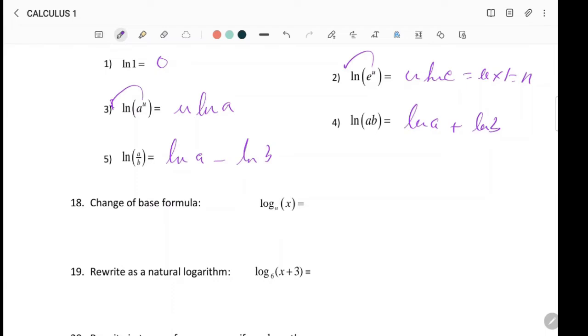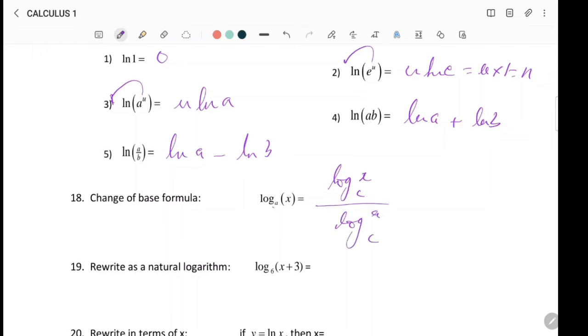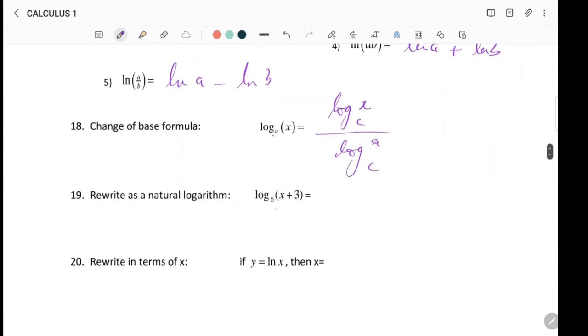And change of base formula, that's fine. For example, we need to write a log in terms of base c, so we can write log x base c over, this is a, right? So log a base c. Now rewrite as a natural logarithm. Oh, that's fine. We can write ln x plus 3 over ln 6. ln is the natural log.